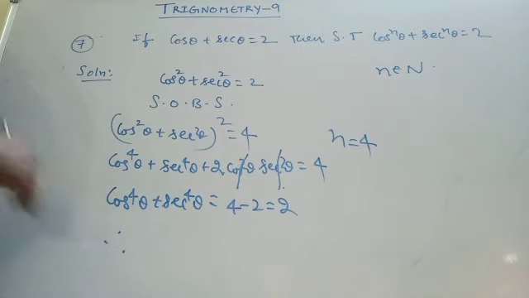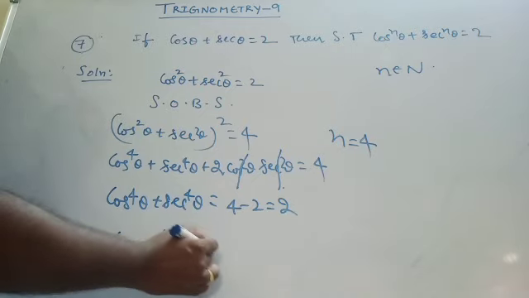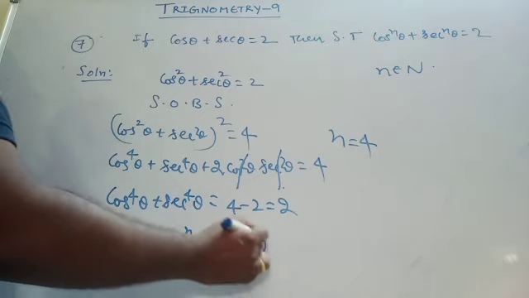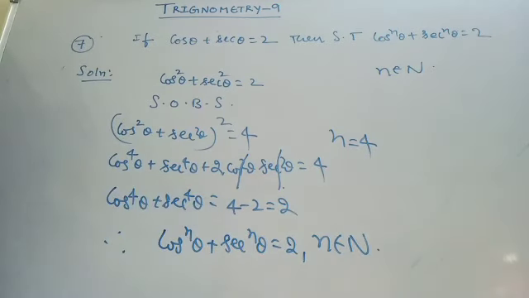Therefore we can apply mathematical induction for any natural number, and you can conclude that cos power n theta plus secant power n theta equals 2, where n belongs to capital N. Like this, this beautiful problem can be answered, right? Okay, thank you very much, dear students.